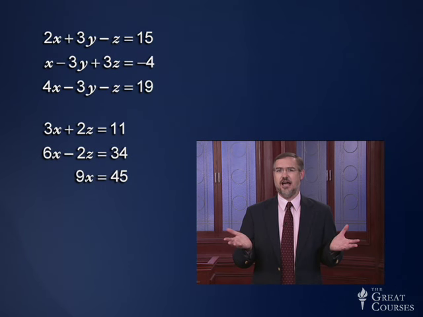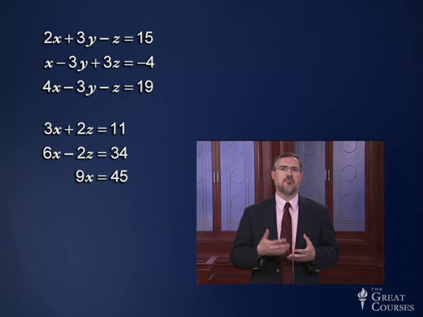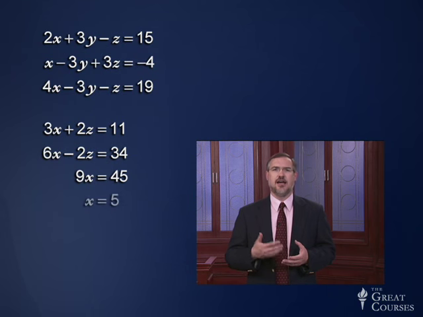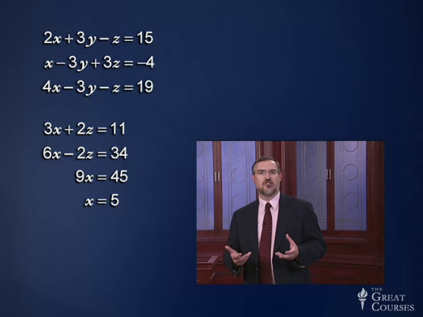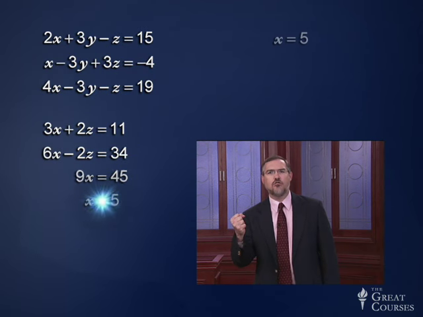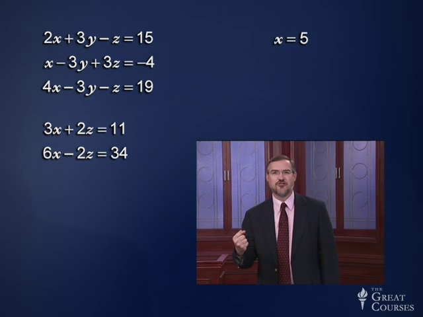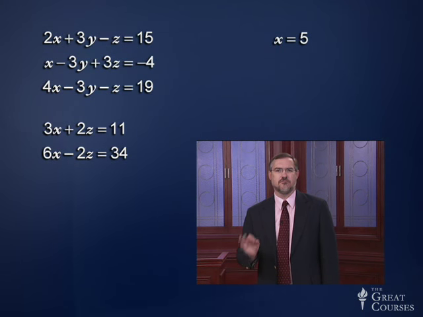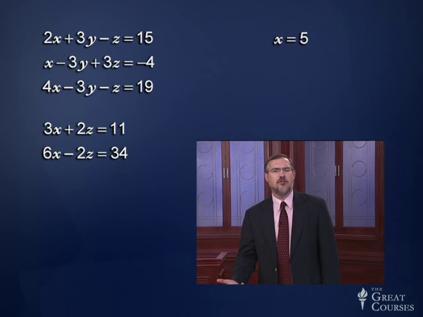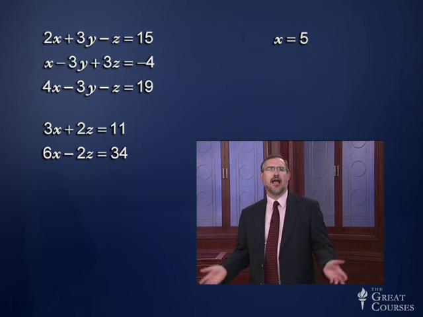And now I can find x. I divide both sides by 9, and I get x equals 5. Now, we know the value of x in the solution. It's x equals 5. We should hold on to that because we don't want to lose that. x equals 5 is part of our final answer. Great. But what do we do now to find the y and the z?